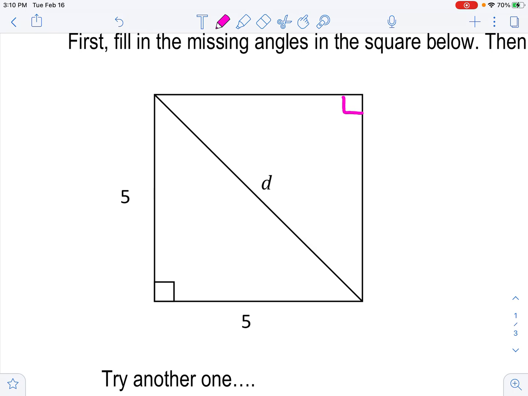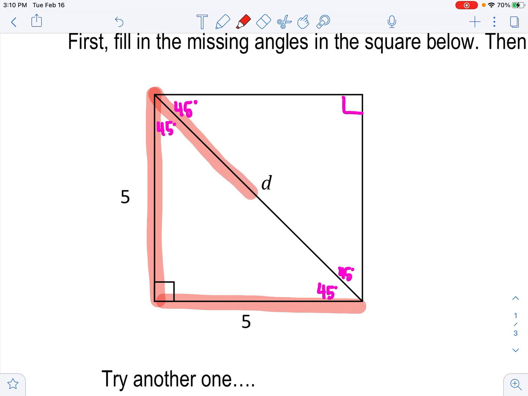Okay, so I know all the corners are 90, so this is 90, that's 90. And then if you look, this is broken into two congruent angles. So if I wanted to break 90 into two congruent angles, that's 45 and 45. 45 and 45.